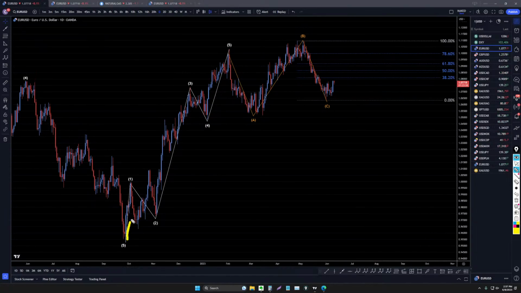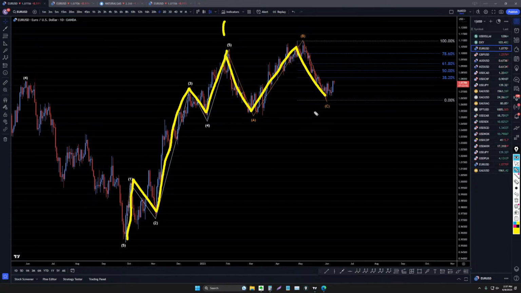I think that the daily is a 1, 2, 3, 4, 5. I think it's a 1. I think this is an A, B, C of 2. And I think even though this has 3 waves up, I think it's going to keep stretching out, and I think we're going to start a wave 3.